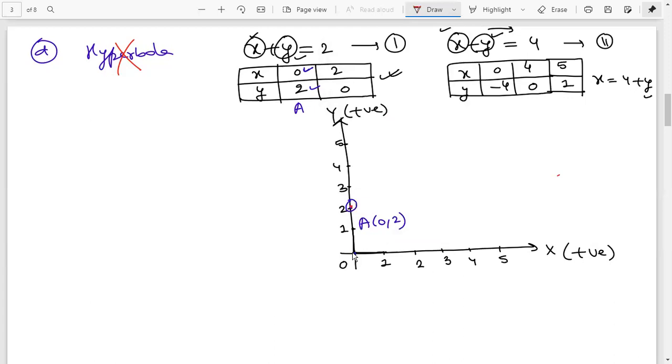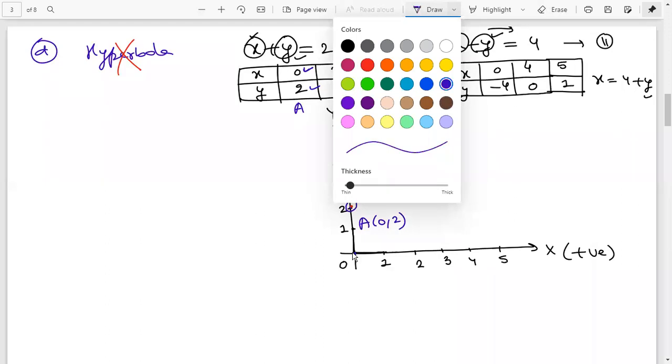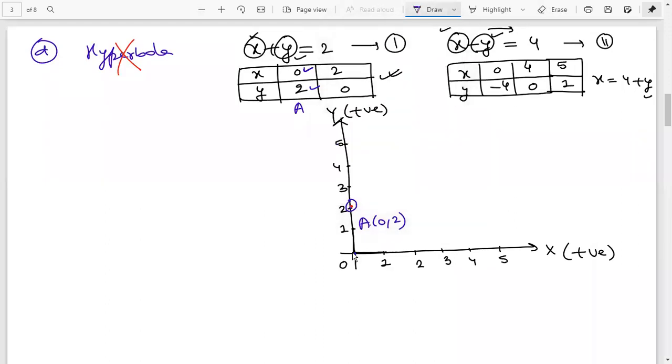0, 2. Correct. Now the second one we have is 2, 0. First x, then y. First we'll take x, then y: 2, then y 0. So this is the only point, because on the x-axis y is 0.